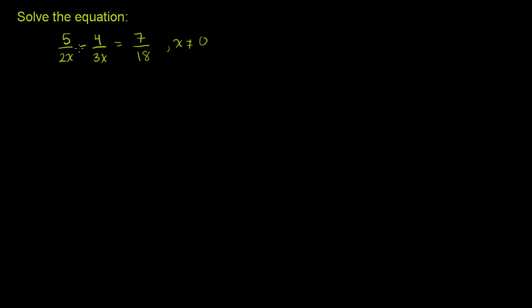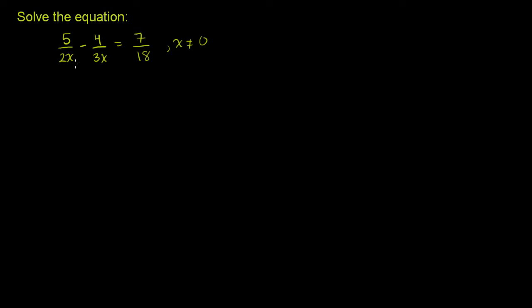Solve the equation: 5 over 2x minus 4 over 3x is equal to 7 over 18. And they tell us that x can't be equal to 0 because that would make these two expressions here undefined. Hopefully the answer here is not 0, and then this becomes just kind of extra unnecessary information. So let's figure out how to solve this.